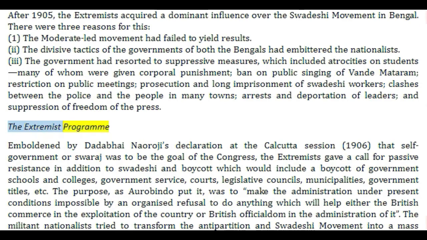The extremist program. Emboldened by Dadabhai Naoroji's declaration at the Calcutta session, 1906, that self-government or Swaraj was to be the goal of the Congress, the extremists gave a call for passive resistance in addition to Swadeshi and boycott, which would include a boycott of government schools and colleges, government service, courts, legislative councils, municipalities, government titles, etc.